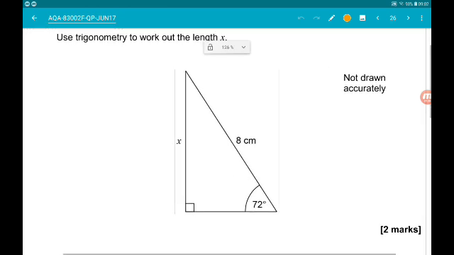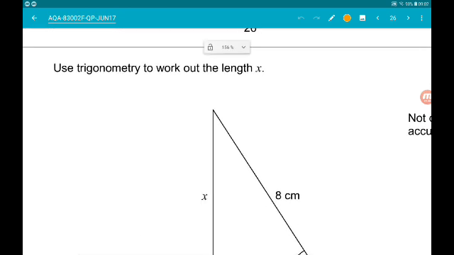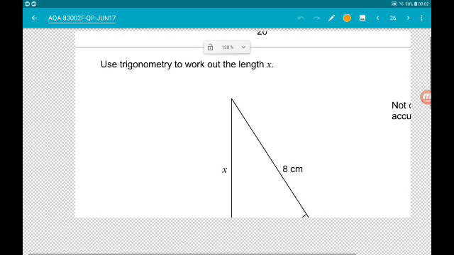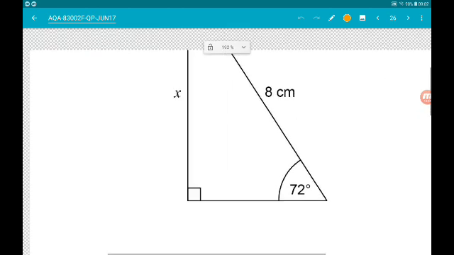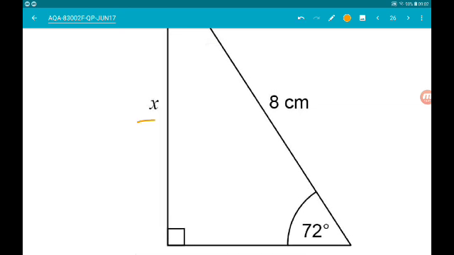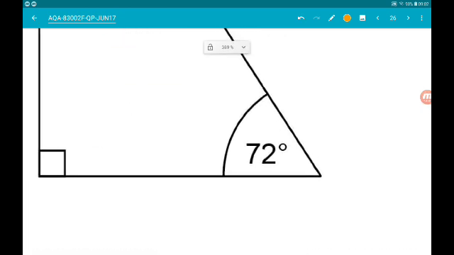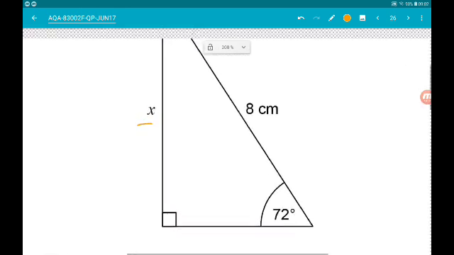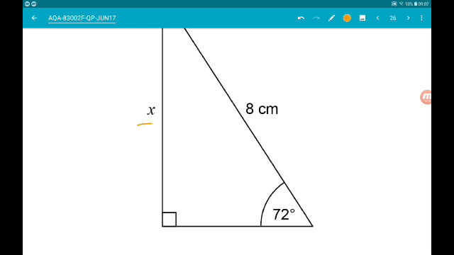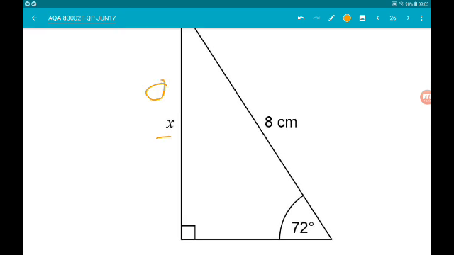Okay, and the final question, SOHCAHTOA. So I'll put my SOHCAHTOA playlist down below. So we want to use trigonometry to work out the length x. So x is this guy over here. Then we know this angle of 72. So we need to label the two sides. So side x is the opposite to the angle. And the 8 centimetre length is the hypotenuse.